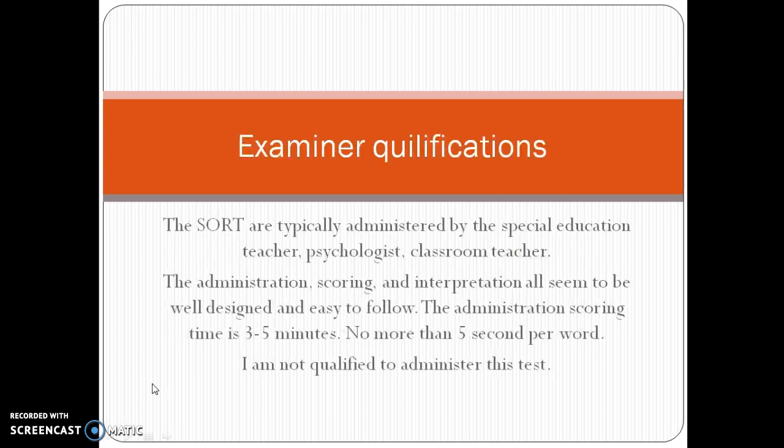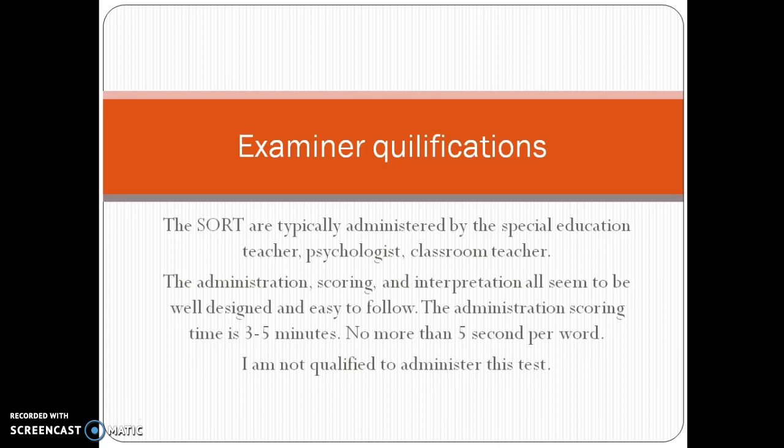Examiner qualifications. The SORT is typically administered by the special education teacher, psychologist, or classroom teacher. The administration, scoring, and interpretation all seem to be well designed and easy to follow. The administration and scoring time is 3 to 5 minutes, no more than 5 seconds per word.